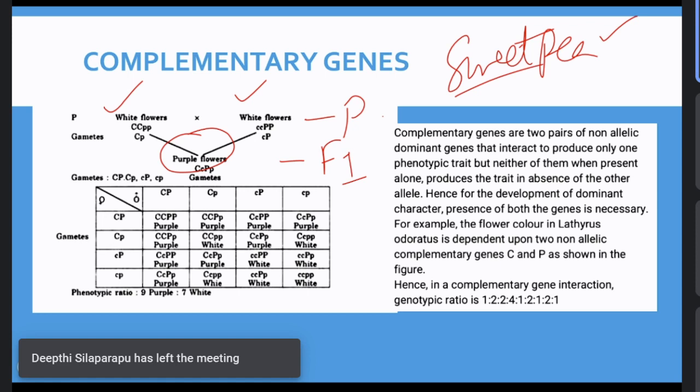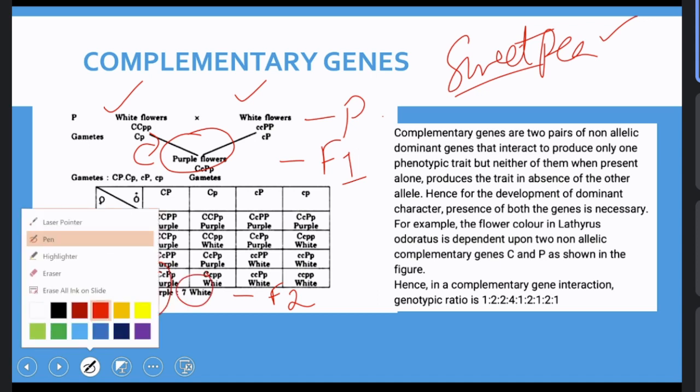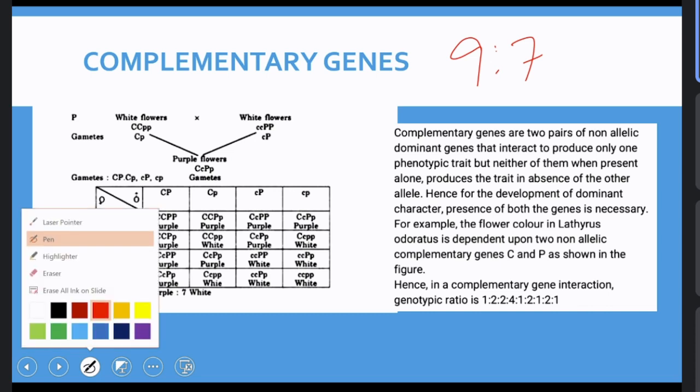So these purple flowered plants were crossed. The F1 generation purple flower plants were crossed, and in the F2 generation they got purple and white in a 9:7 ratio. Thus, the complementary gene ratio is 9:7. They have explained it in this way.